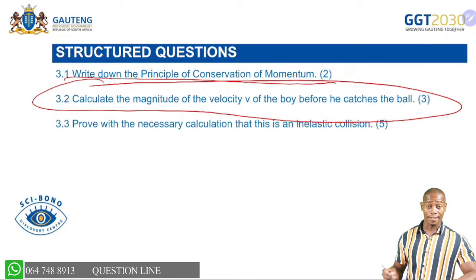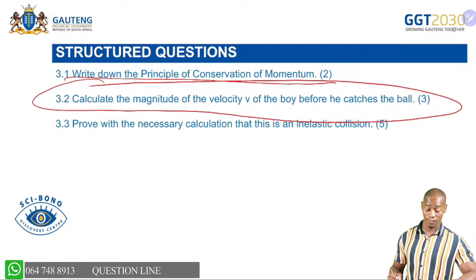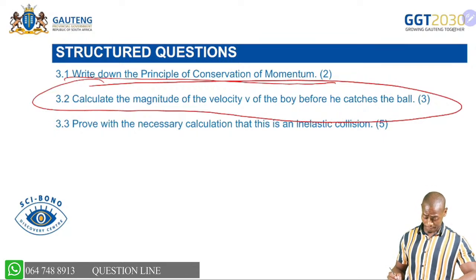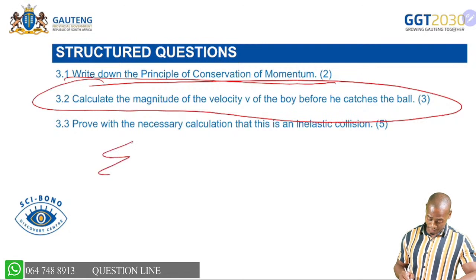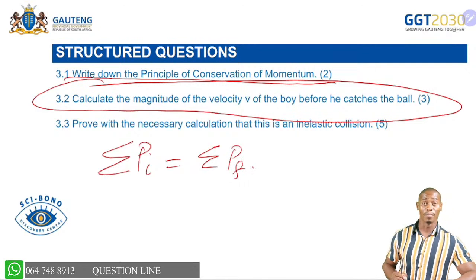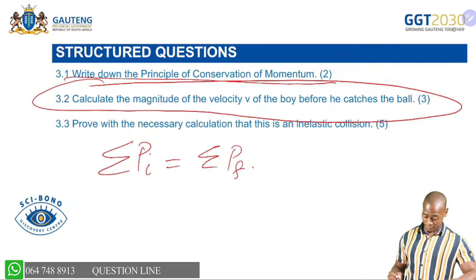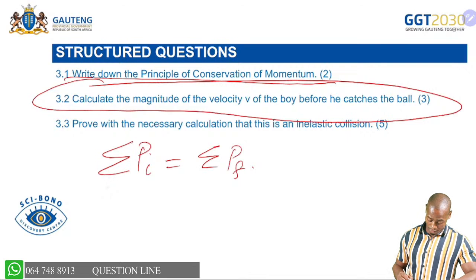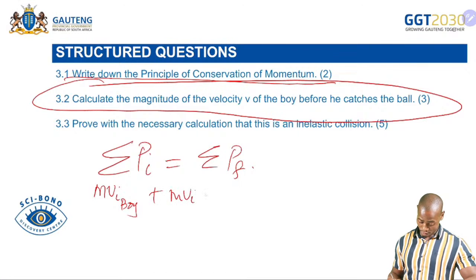Okay, right, so we can apply the principle of conservation of linear momentum here. So it would be sum of momentum before collision equals sum of momentum after the collision. All right. So remember, before collision, these two objects are moving at different velocities, all right? So it will be mvi for the boy plus mvi for the ball, okay?